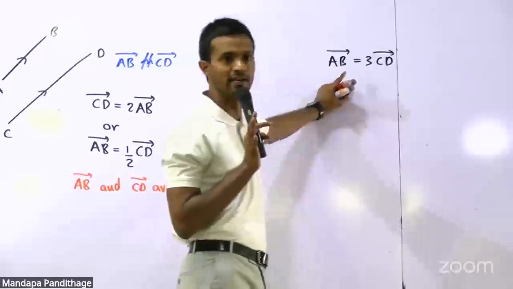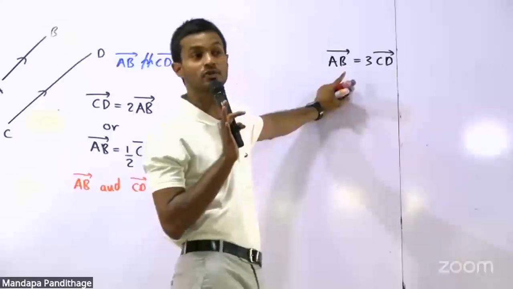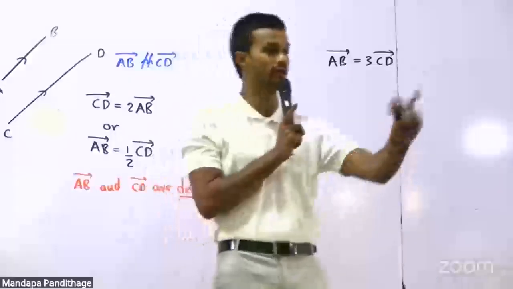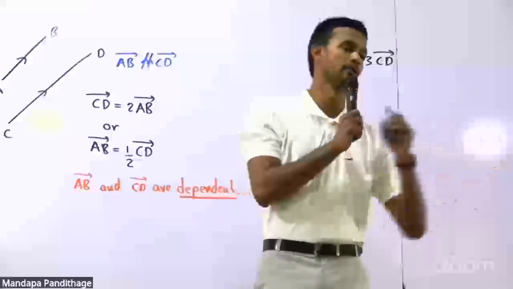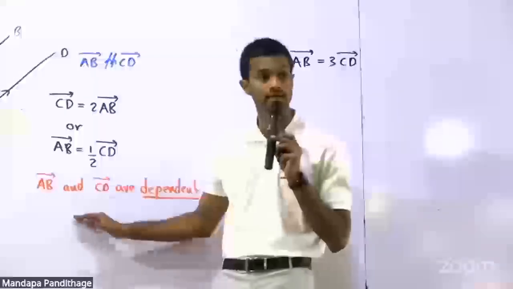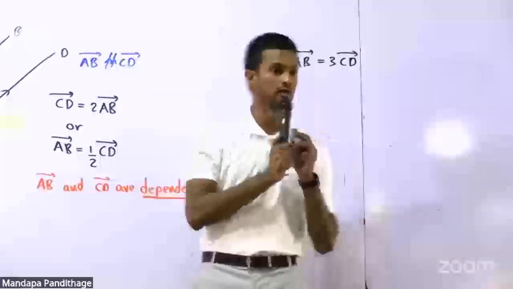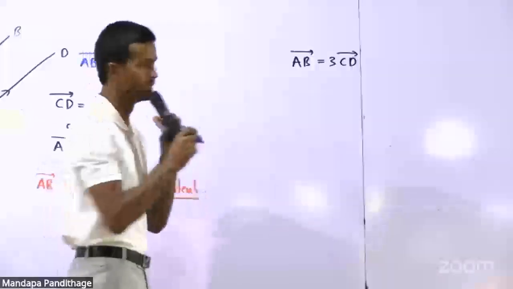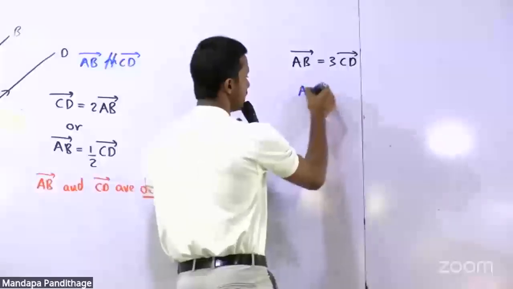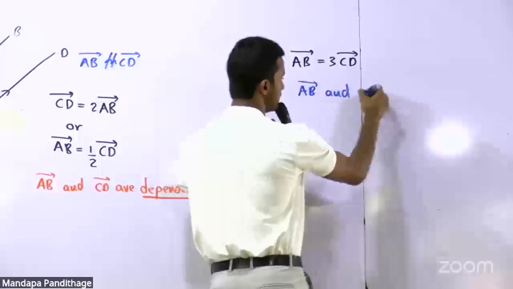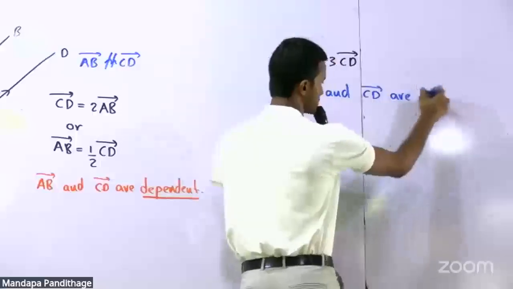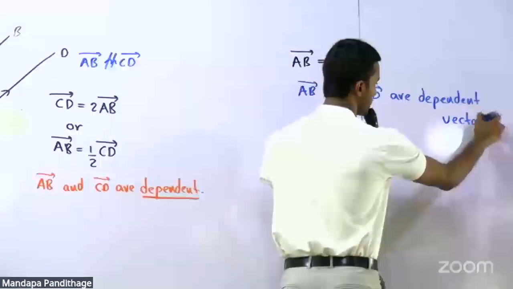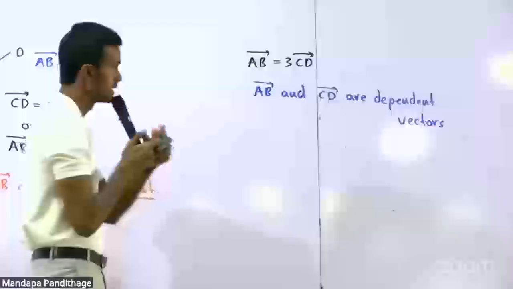You can't say it's parallel. The first thing that you can say is that the two vectors are dependent. And I know dependent vectors are parallel to each other. Parallel vectors are dependent; similarly, dependent vectors are parallel. So if you can write one vector in terms of the other vector, you can't directly say it's parallel. What you can say is AB and CD are dependent vectors.